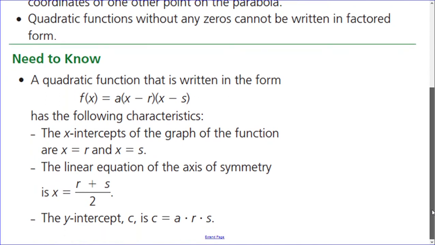And so these are some things that you need to know. Factored form is written as a(x minus r)(x minus s), and it has the following characteristics, where the x-intercepts of the graph of the function are r and s, and then the linear equation of the axis of symmetry is really just taking a look at those two roots, adding them together and dividing by 2. The y-intercept is always just c, where c is equal to a times r times s if it's in factored form. If it's in our standard form, where it's ax squared plus bx plus c, all we do is set x equal to 0, and then it's just our c value left over.